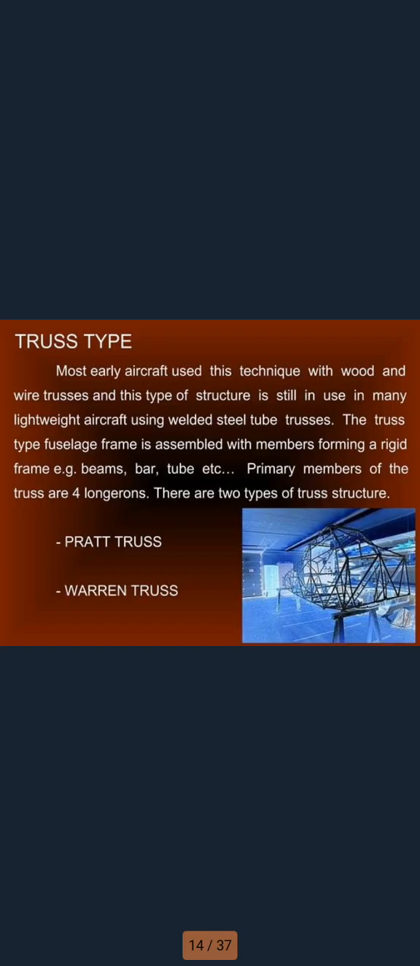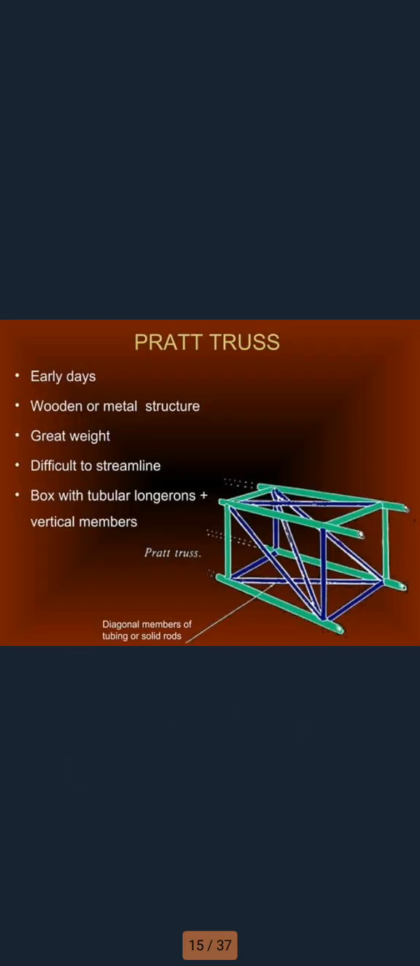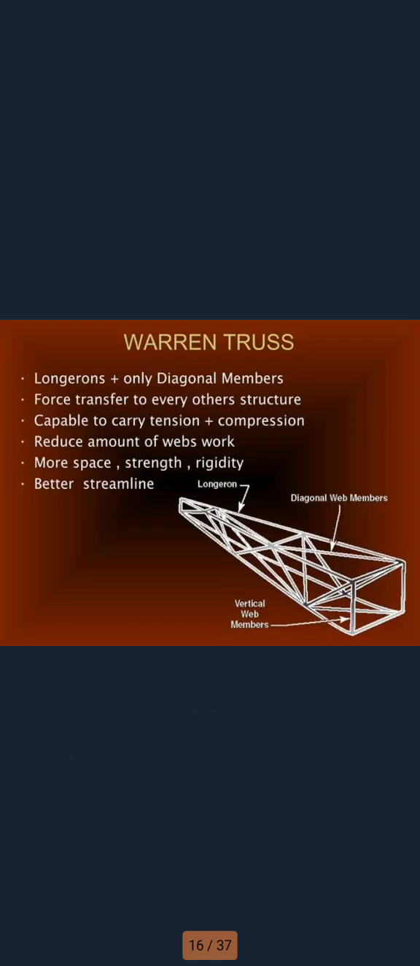Primary members of the truss are four longerons. There are two types of truss: Pratt truss and Warren truss. Pratt truss, used in earlier days, is wooden or metal, with great weight, difficult to streamline, with tubular vertical members. Warren truss has only diagonal members, force transfers to every other member such as cable to carry tension and compression, reducing the webs, giving more space, strength, rigidity, and better streamlining.